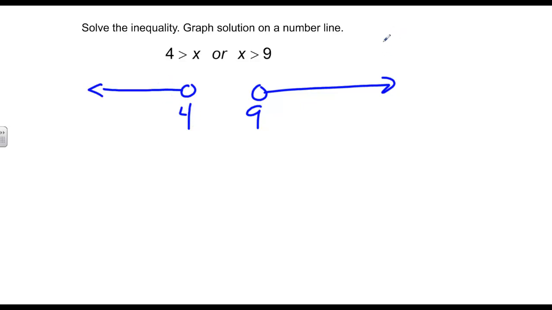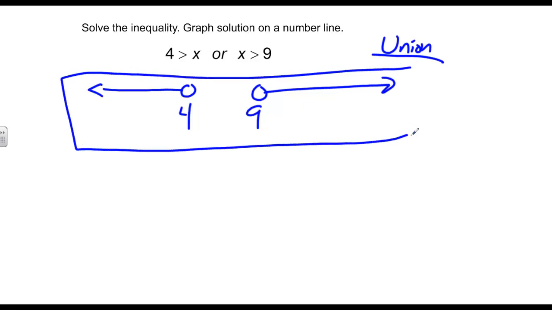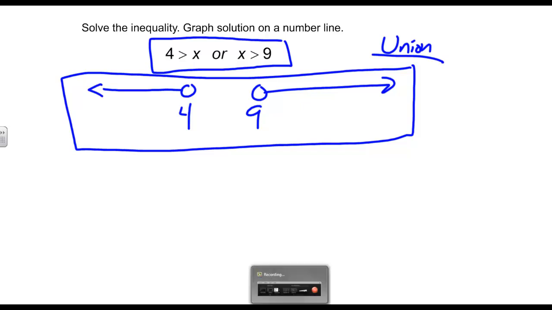And we talked about this word being union. What the union means is everything that you see is a solution. So this graph is my graphical solution to the problem, and both of these two parts of the problem are how I state the algebraic solution. Let's go do another one that's a little more complicated.